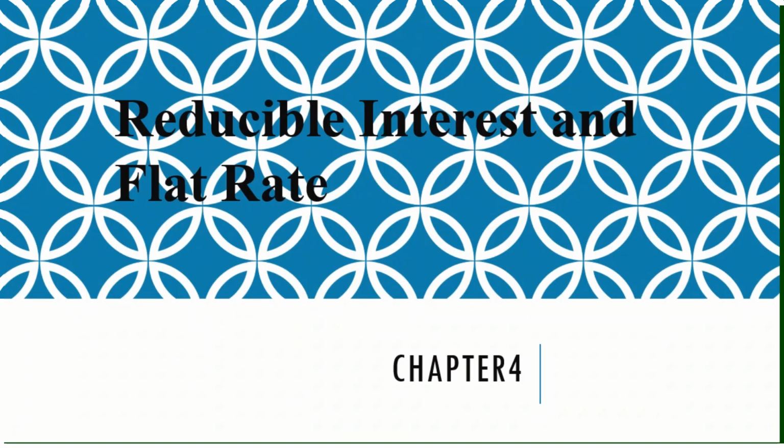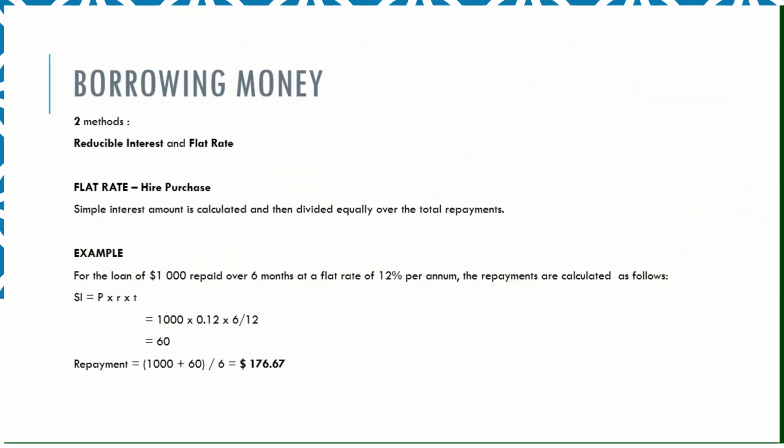Okay, so today we will continue with the last part of our chapter 4, which is reducible interest and flat rate. All right, so this will be the last portion. There are two methods of borrowing money. One we have already done before this. One is reducible interest and one is flat rate, as you see here.